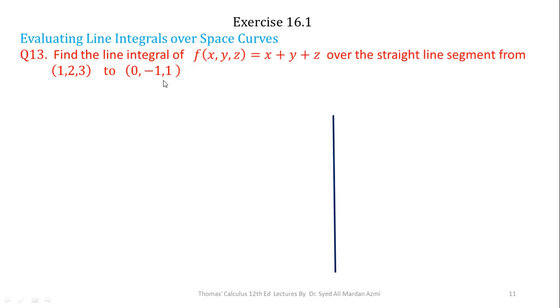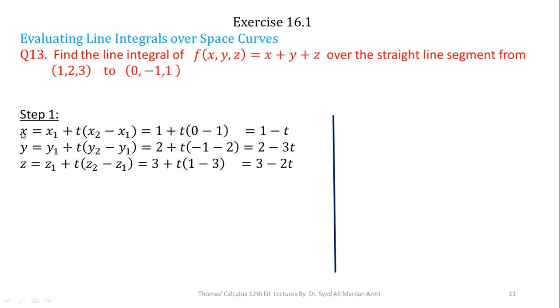Now in order to solve this question, first of all, we will calculate the value of r of t. Since our path is a straight line, we will use the equation of a straight line in 3-dimensional space. x is equal to x1 plus t of x2 minus x1. y is equal to y1 plus t of y2 minus y1. z is equal to z1 plus t of z2 minus z1.